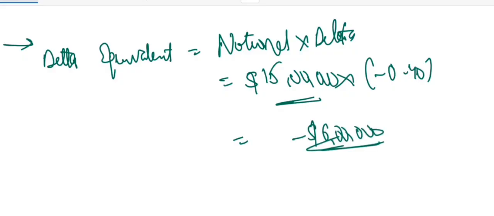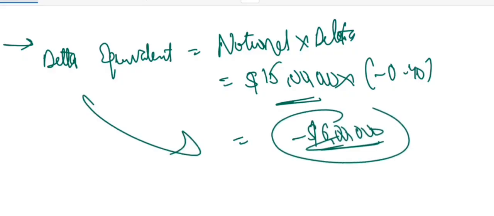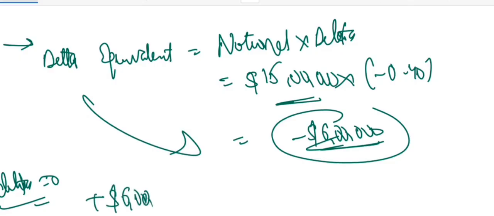Now this minus 6 lakh means the option portfolio behaves like being short $6 lakh of the underlying, because the delta is negative. To neutralize that, to make delta 0, we must take an opposite position of plus $6 lakh in the underlying. That means the bank should buy bond worth $6 lakh.